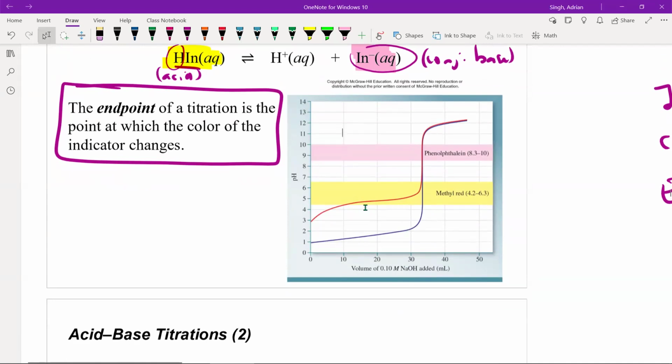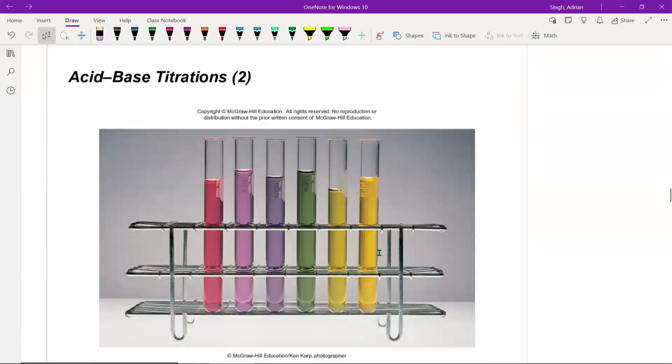Other indicators have different pHs over which they change color as well. So if you're doing a titration, right, and you know roughly where the equivalence point is going to be, we can select the most appropriate indicator to span that pH range of the equivalence point.